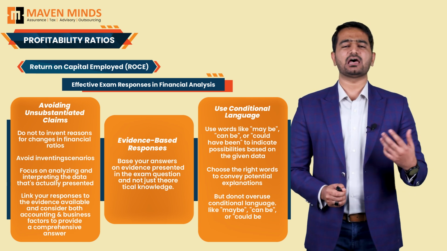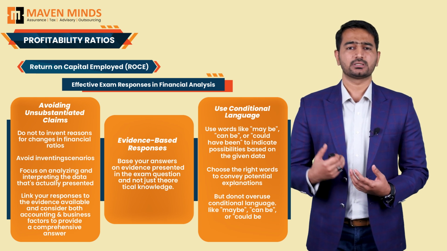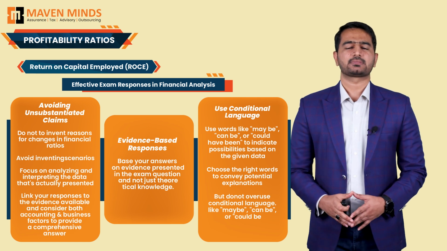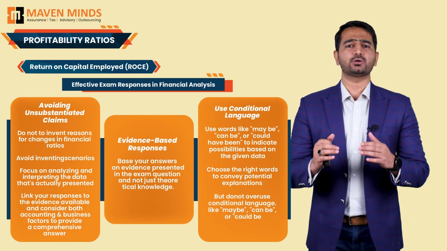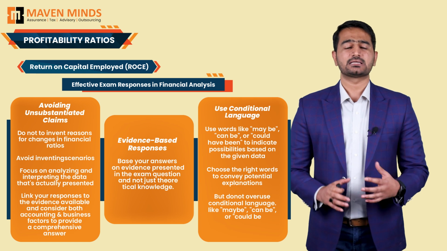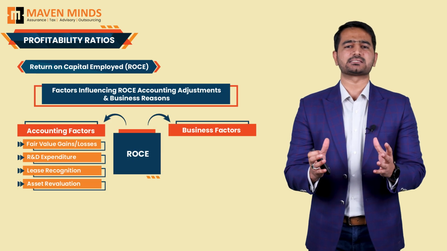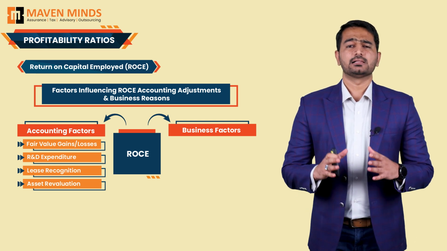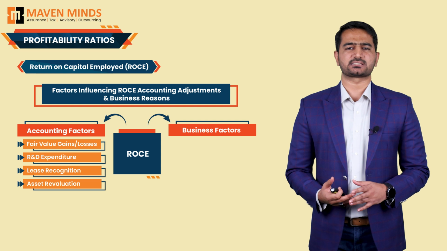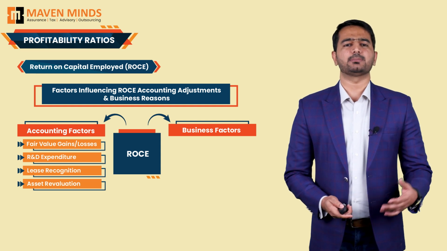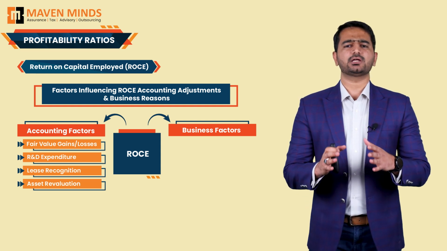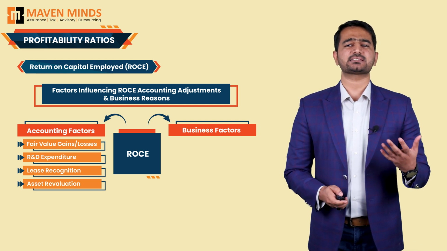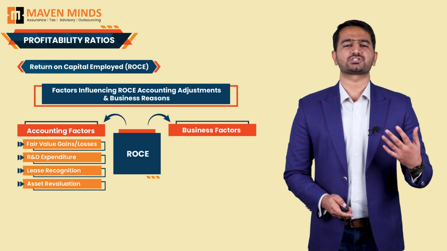Always link your response to the evidence available and consider both accounting and broader business factors to provide a comprehensive answer. This approach not only strengthens your arguments but also demonstrates a thorough understanding of various elements that can impact financial ratios like return on capital employed. Alright, let's now shift our focus to the business reasons that might influence the return on capital employed. When you are analyzing return on capital employed, especially in your exam, it's crucial to understand the business dynamics that could be affecting the financial figures.